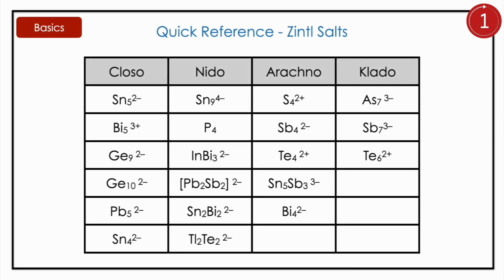Then the quick reference is Zintl salts. Those are all isoelectronic with boranes but are metal clusters. We will solve 20 clusters: tin, bismuth, germanium, indium, tellurium, antimony, arsenic, and so on. So make use of it. Solve problems by yourself.